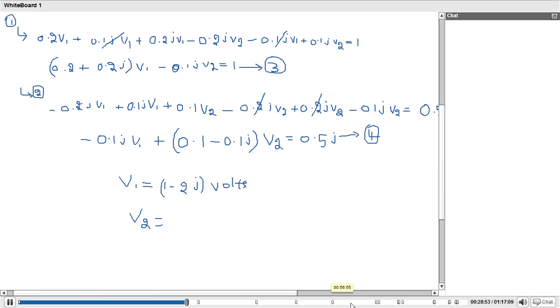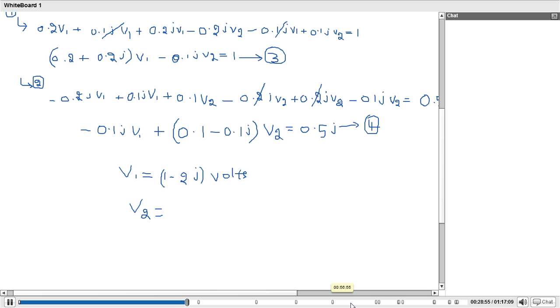Since in equations 3 and 4 there are only two unknowns, so two equations. So V2 is equal to minus 2 plus j4.